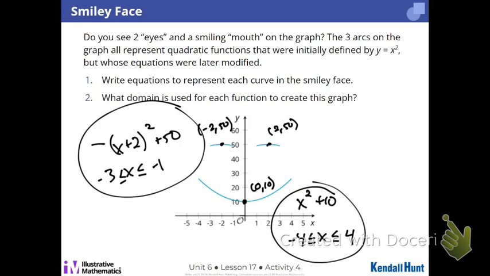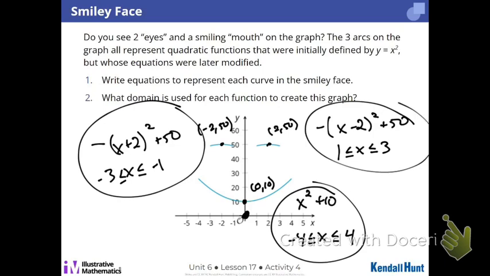And that eye's vertex is at (2, 50). So again, x squared has a vertex right here. I'm going to shift it 2 to the right, up 50, and then it has to point downward, so negative. It is going to go from 1 to 3. That gives me my right eye.